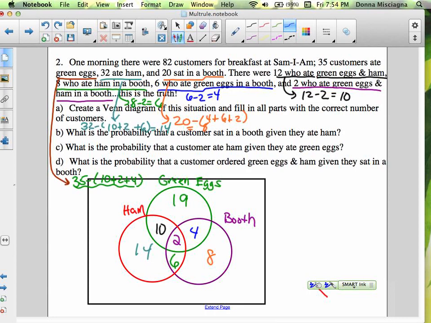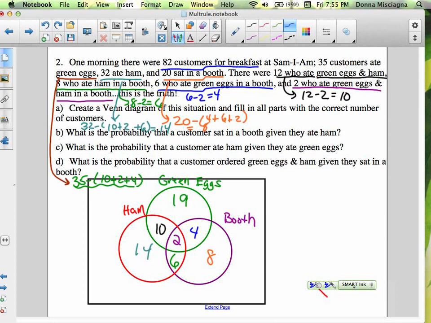And then when we got to the last part, which is just ham, just green eggs, just booth, we subtracted out anybody who was in an intersection. Right? So that we took out anybody in the purple circle from the 20, anybody in the red circle from the 32, and anybody in the green circle from the 35 to get the remaining values. And now all we need is who didn't do any of these things. Right? It says there were 82 customers for breakfast. So we're just going to have to figure out how many we have represented here.